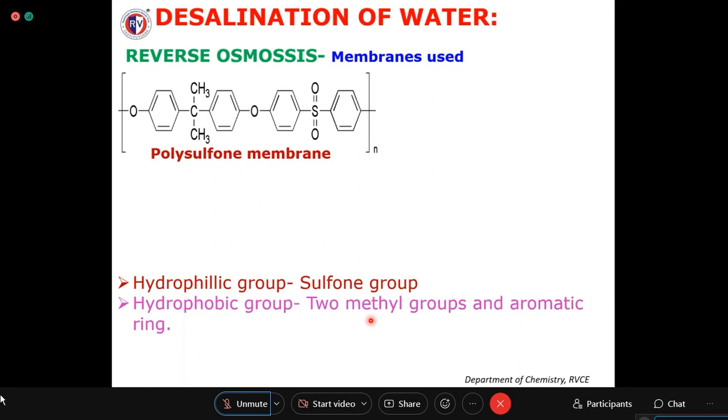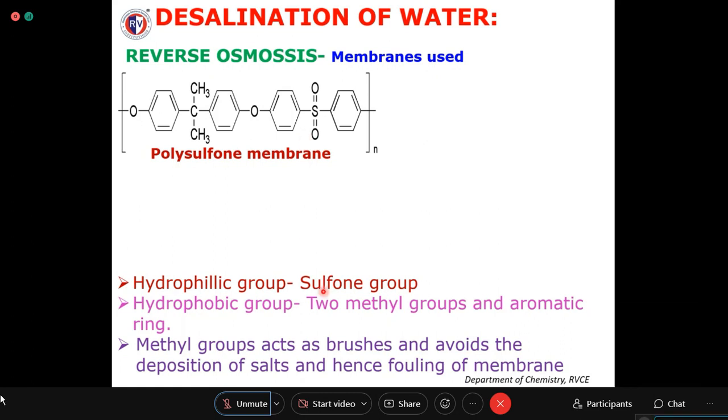So this membrane has a hydrophilic as well as a hydrophobic part. The hydrophilic part is the sulfone group, and the hydrophobic part is the methyl group as well as benzene. These hydrocarbons are always hydrophobic in nature. So the benzene ring or aromatic ring, and also these methyl groups, are hydrophobic in nature. So it has balanced hydrophobic and hydrophilic nature.